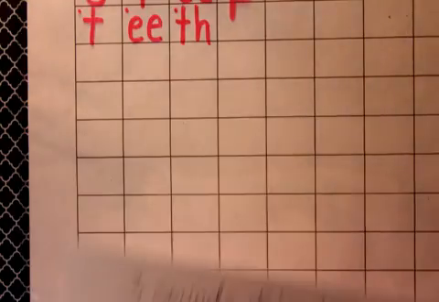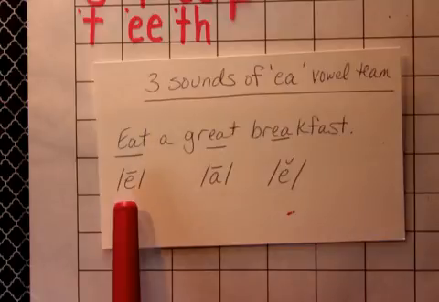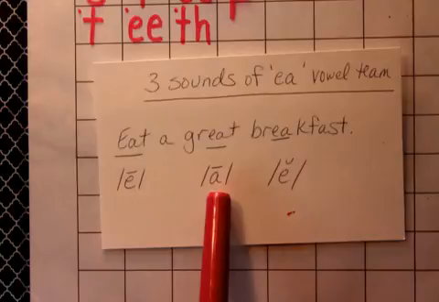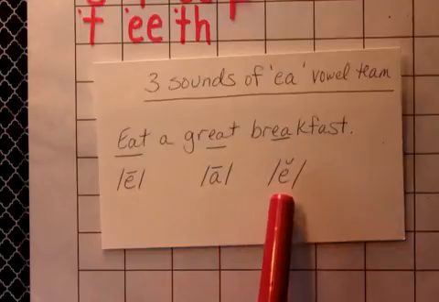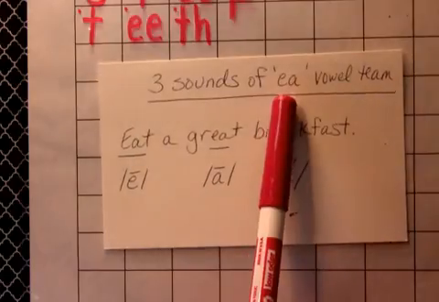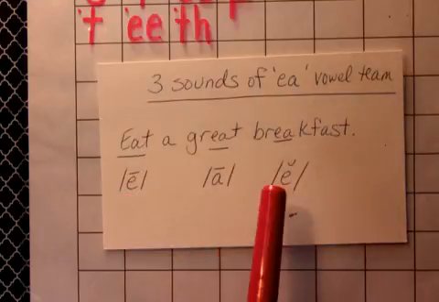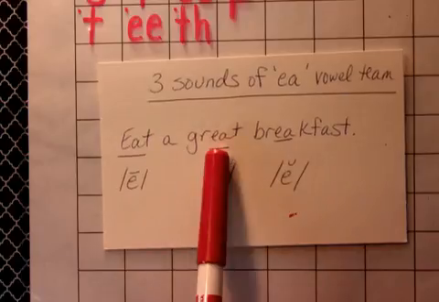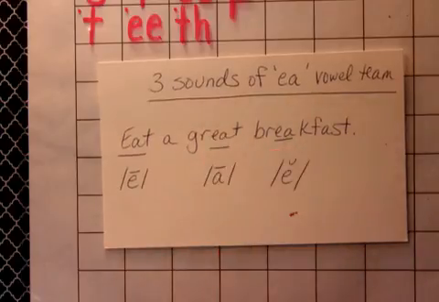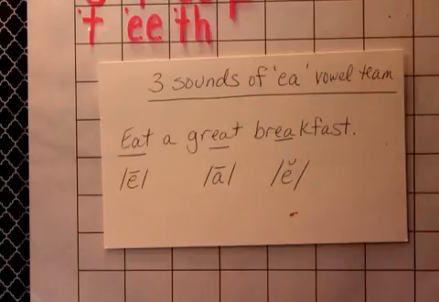Also, just to let you know, for the EA, there are 3 different sounds that EA can make. It can say E like in eat, A like in great, or E like in breakfast. So, to remember, if you see an EA in a word and you can't remember the 3 different sounds that it makes, remember the sentence, eat a great breakfast. Eat a great breakfast. That way you can remember the E, A, or E sounds.